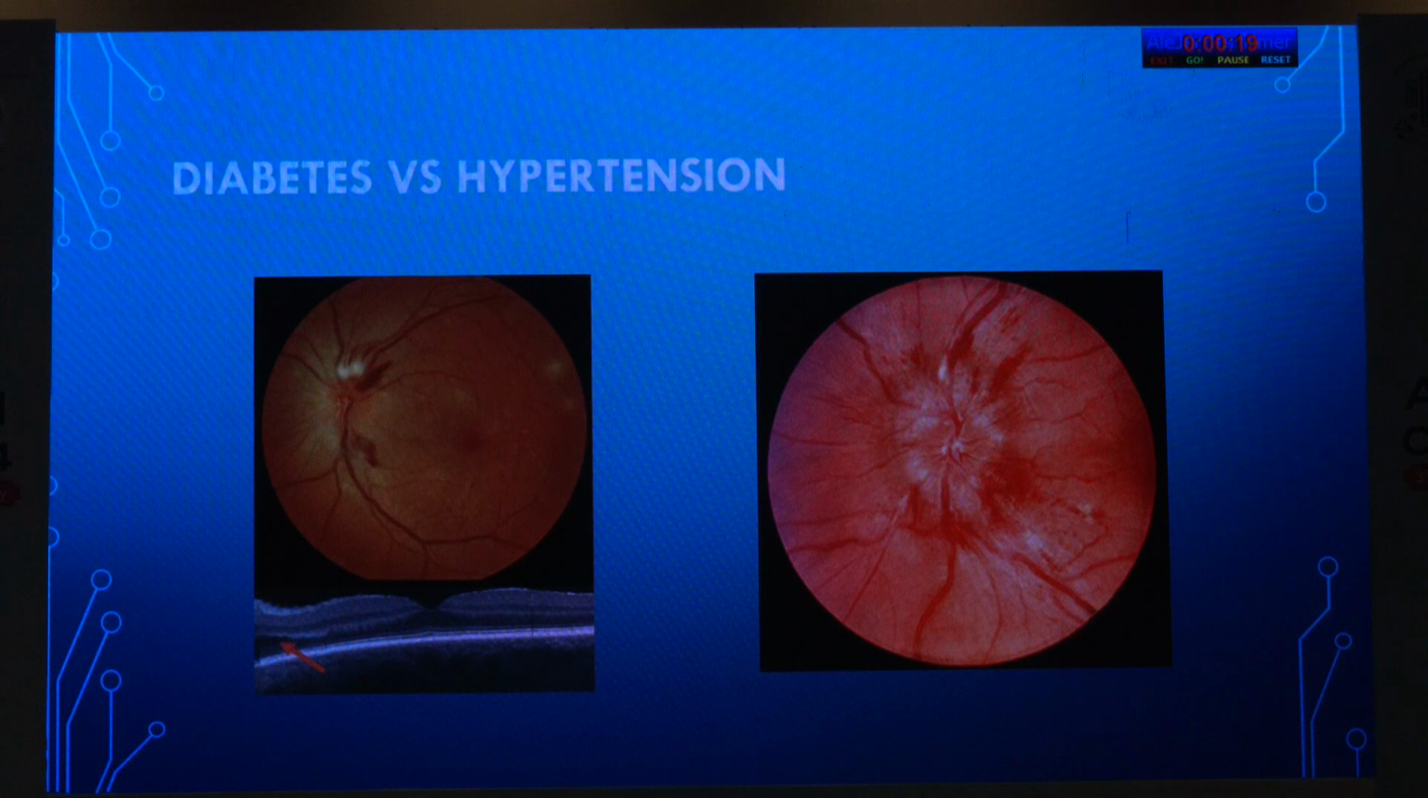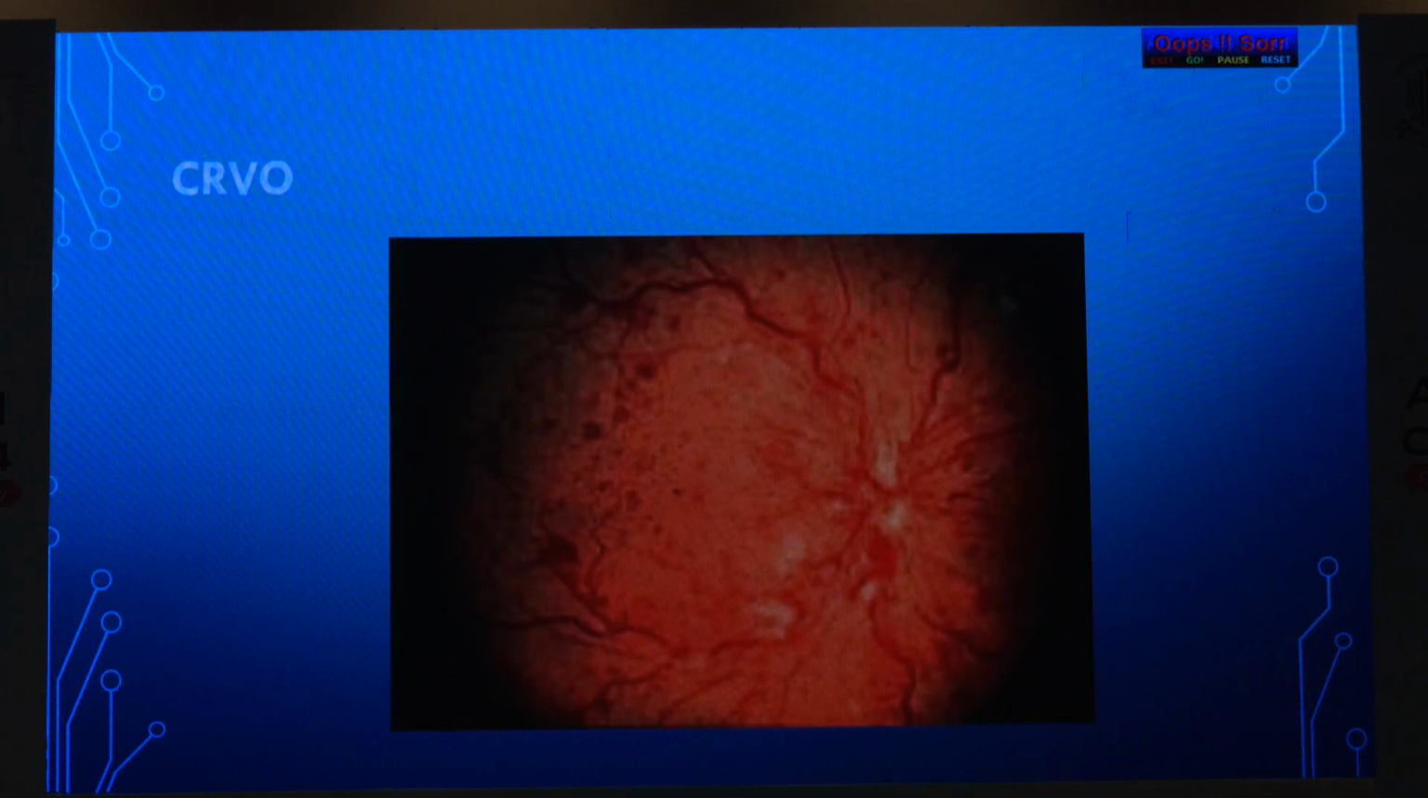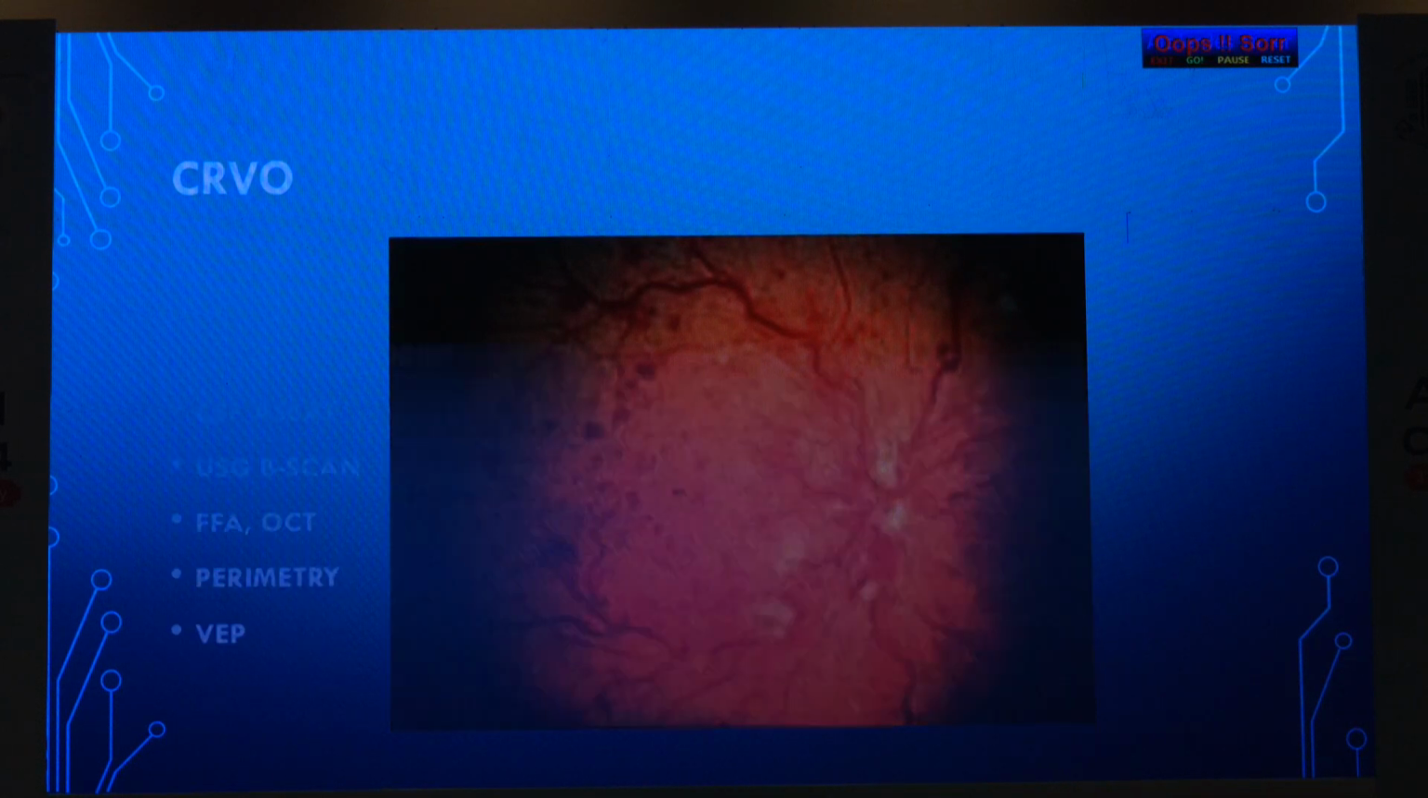Then diabetes versus hypertension. Diabetic papillopathy is unilateral, not always bilateral. We may or may not find other retinopathy features. Even without retinopathy features, they present with diabetic papillopathy. And hypertensive retinopathy, in my experience, we always see with grade 4 hypertensive retinopathy with malignant hypertension, maybe in an eclampsia patient also. And CRVO, as I told, is a very clear cut picture where you see all the features of CRVO.